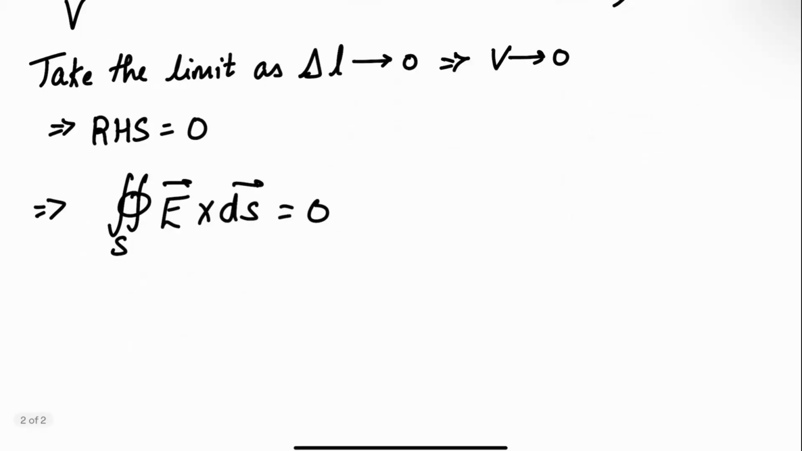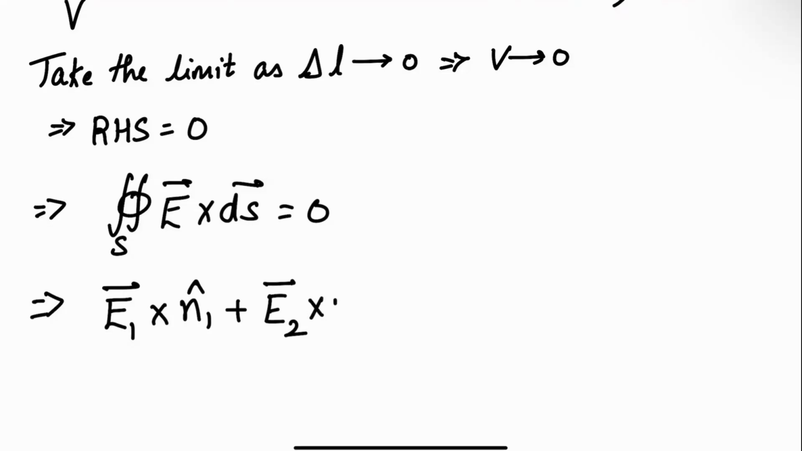So what is the surface integral? When you take the limit, it's nothing but just the top surface and the bottom surface. So that is n1 hat cross E1, the electric field in the top region, plus n2 hat cross E2, the electric field in the bottom region, times dS.